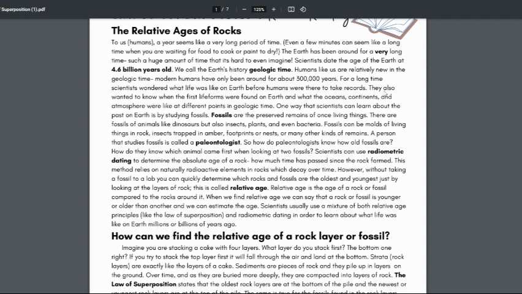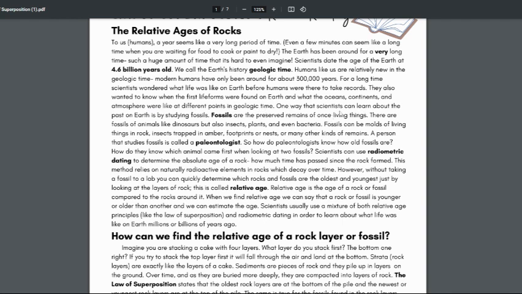Humans like us are relatively new in geologic time. Modern humans have only been around for about 300,000 years. For a long time, scientists wondered what life was like on Earth before humans were there to take records. They also wanted to know when the first life forms were found on Earth and what the oceans, continents, and atmosphere were like at different points in geologic time.